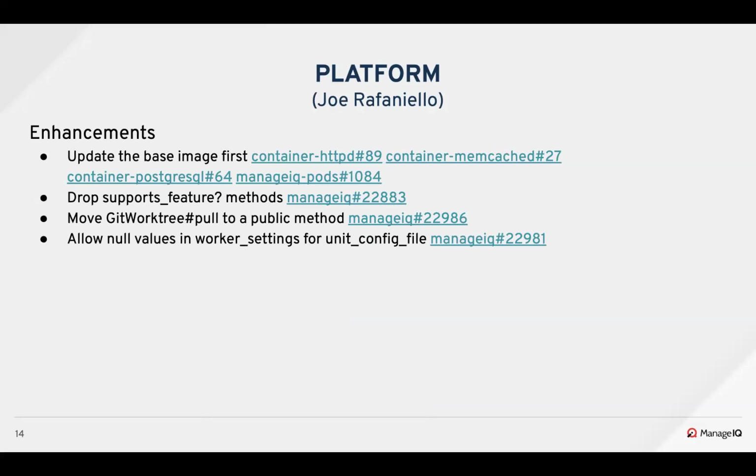Thanks, Jason. For platform enhancements and improvements, Brandon enhanced the container repos to update the base image at the beginning of building the container. Next, Keenan dropped some of the supports feature question mark methods by simplifying via check supports, as evidenced by all of the other repositories also needing some of these changes, such as stubbing the right method. Next, Adam made the Git worktree pull method a public method since it wasn't actually being used internally.